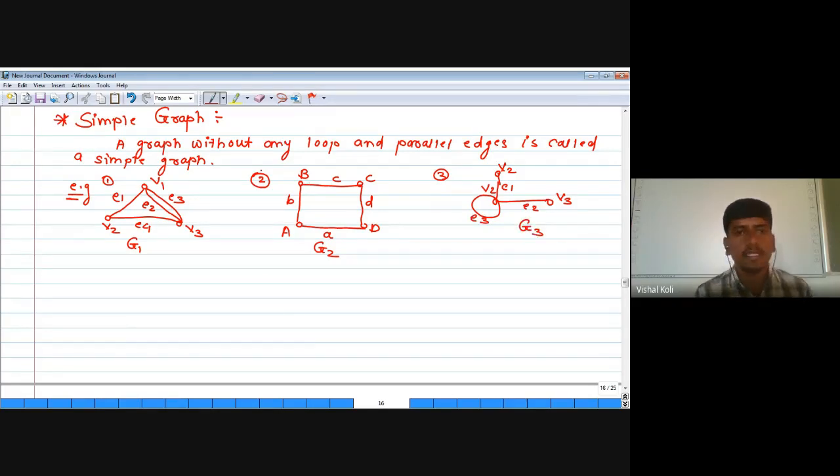So these are the three graphs. Now we have to see among these three graphs which one will be the simple graph. First, graph G1. We have to see whether this graph G1 is a simple graph. Any graph G is said to be a simple graph if it is without any loop and parallel edges. That is, the graph which contains no loop and no parallel edge is said to be a simple graph.